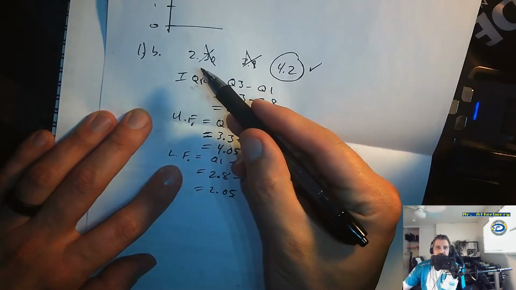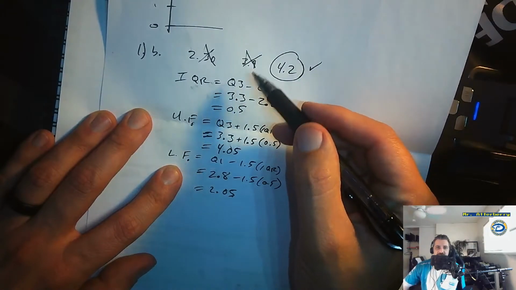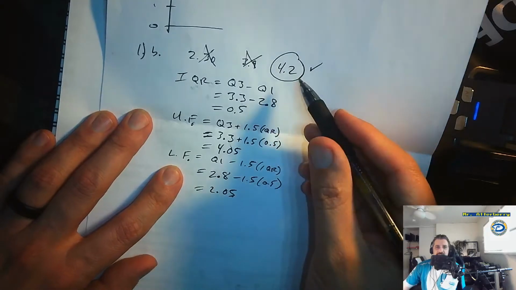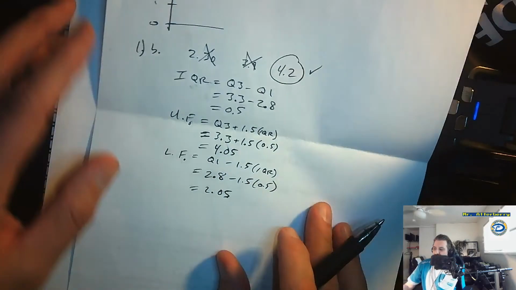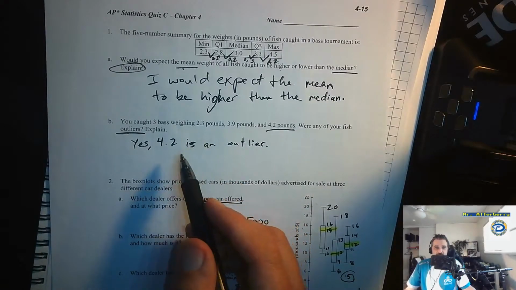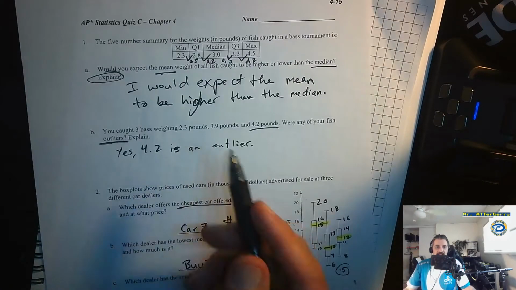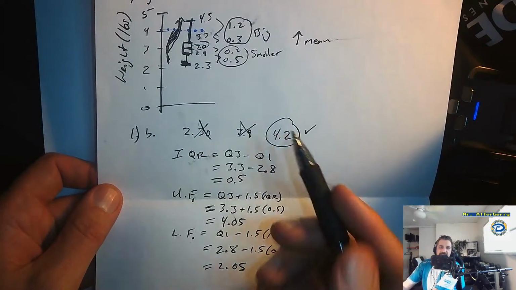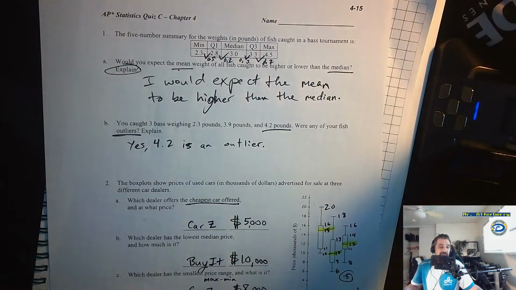That's why 2.3 and 3.9, those numbers in between, are not outliers. 4.2 was an outlier. I'm going to make a little statement that says yes, 4.2 is an outlier. Now when it says explain, I would mention that 4.2 is the only one that's above the upper fence value. I explain.